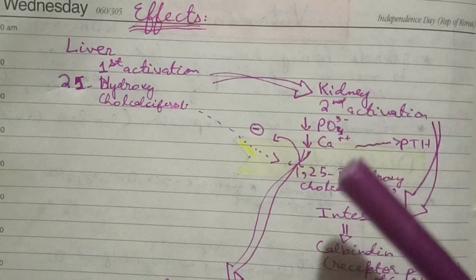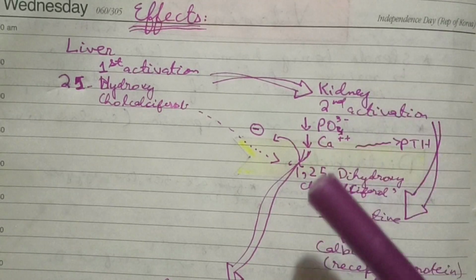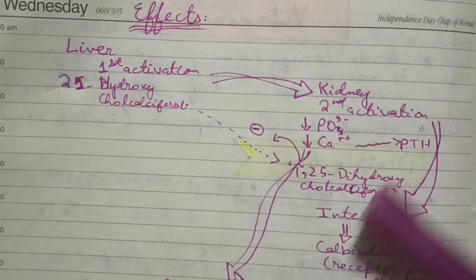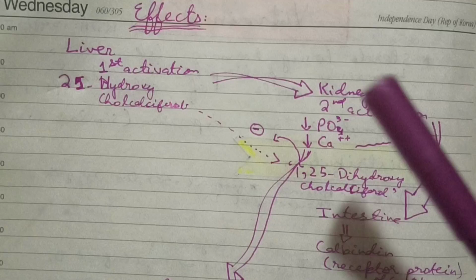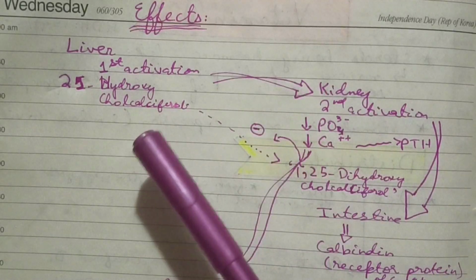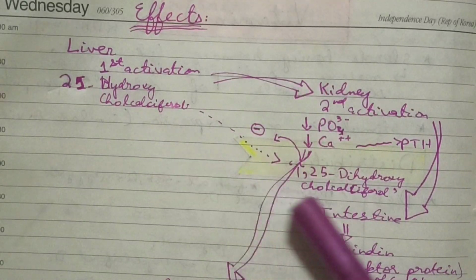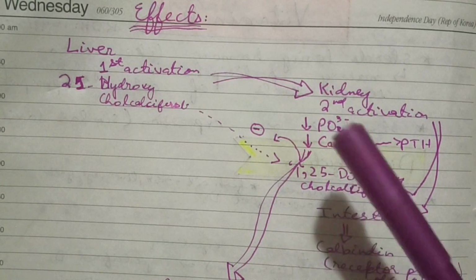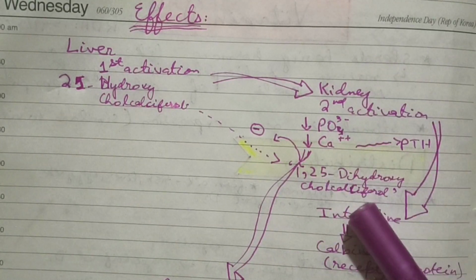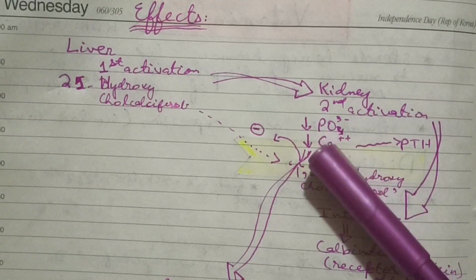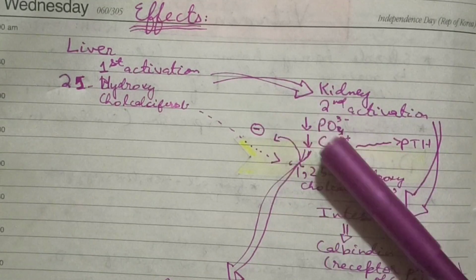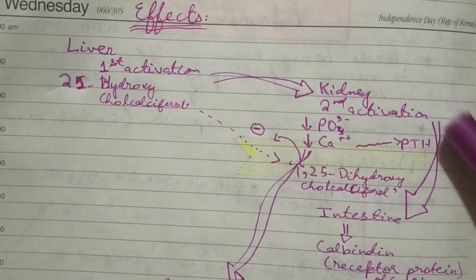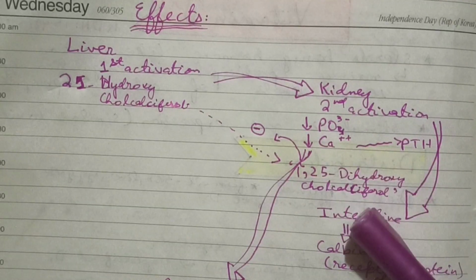Now what is the stimulus for the activation of vitamin D? We have already learned that slightly low levels of calcium and phosphorus will cause the activation of 25 hydroxycholecalciferol to 1,25 dihydroxycholecalciferol. So the conversion takes place in the kidney. It is stimulated by lower levels of calcium and phosphorus, which will produce effects on parathyroid hormone, and thus calcitriol will be produced.